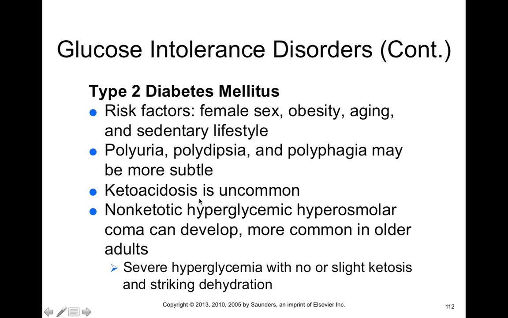So ketoacidosis is uncommon with type 2 diabetes, but we can get non-ketogenic, hyperglycemic, hyperosmolar coma. Woo, that's weird. Okay, let's go through that. Non-ketogenic, hyperglycemic, hyperosmolar. This is where it's not due to an increase in ketones, but because your blood sugar is so high, it changes the osmolarity of your blood. And we know that water follows solutes. Well, what if you started to absorb some of the fluid from your brain into your bloodstream? Then your brain starts to shrink. Well, that can lead to coma and possibly even death. It's kind of interesting.